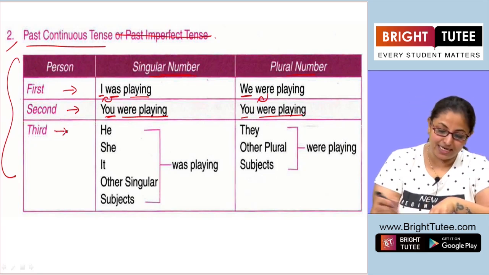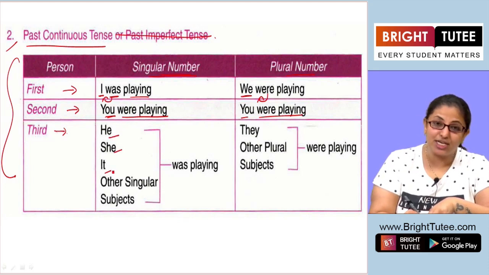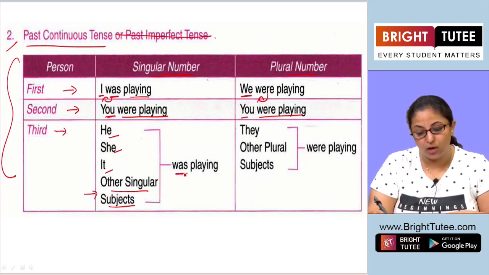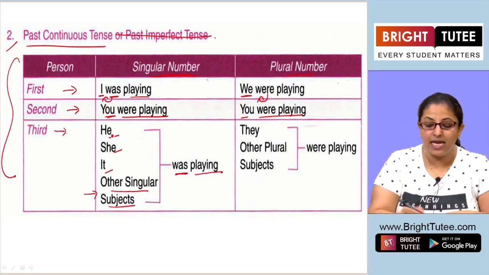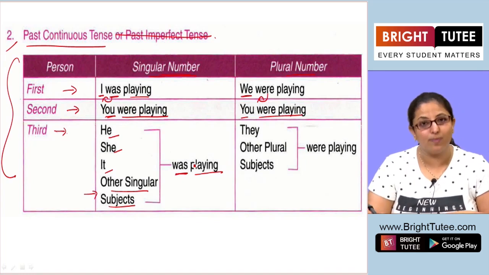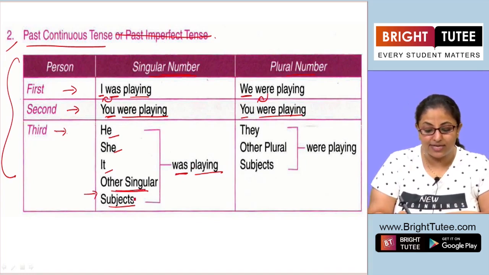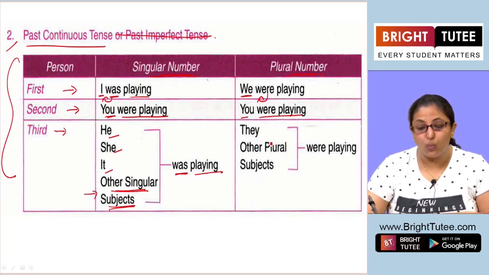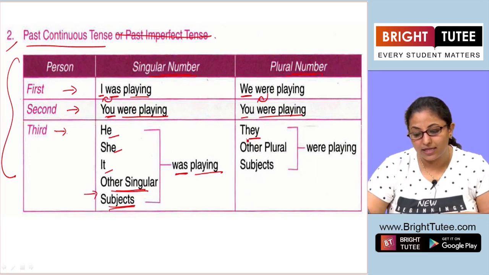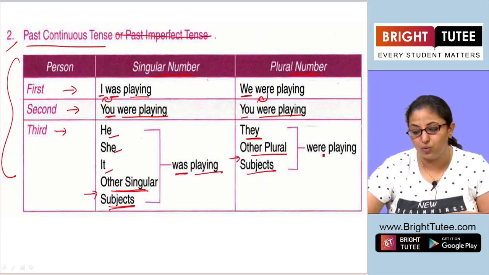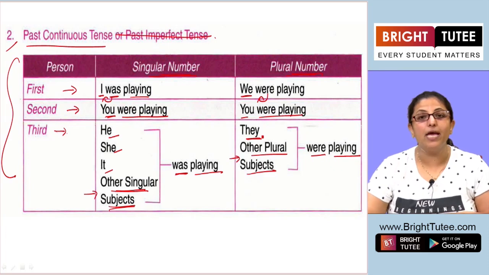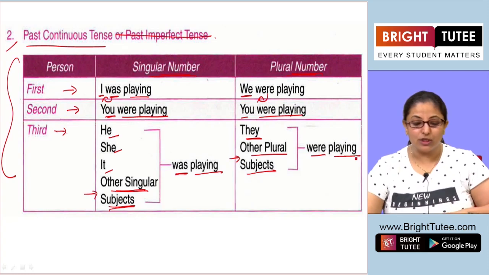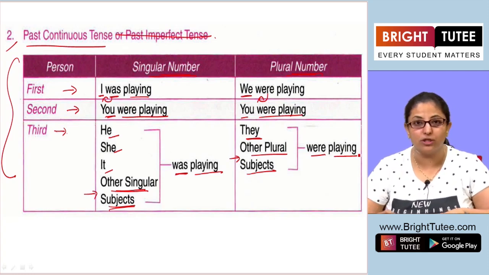In the third person, he, she, it, and with other singular subjects, we use was playing. He was playing, she was playing. Other singular subjects, Rohan was playing. When we come to the plural number, with they or other plural subjects, we use were playing, they were playing, the boys were playing, right? So this is how we write the past continuous tense.